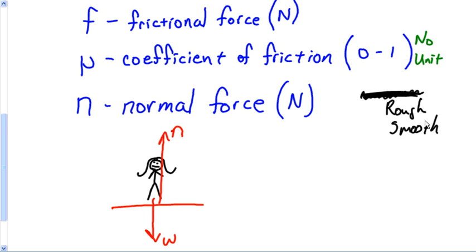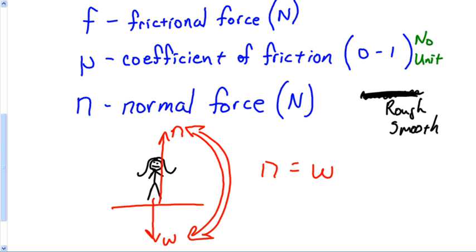Which means, wait a second, shouldn't these two be exactly equal to each other? Well, yeah, you're right. Normal force and weight are the same thing. Wait a second, we got an equation for weight. Weight is equal to mg. You're right. And which means normal force is also then equal to mg. So that's how we find normal force.